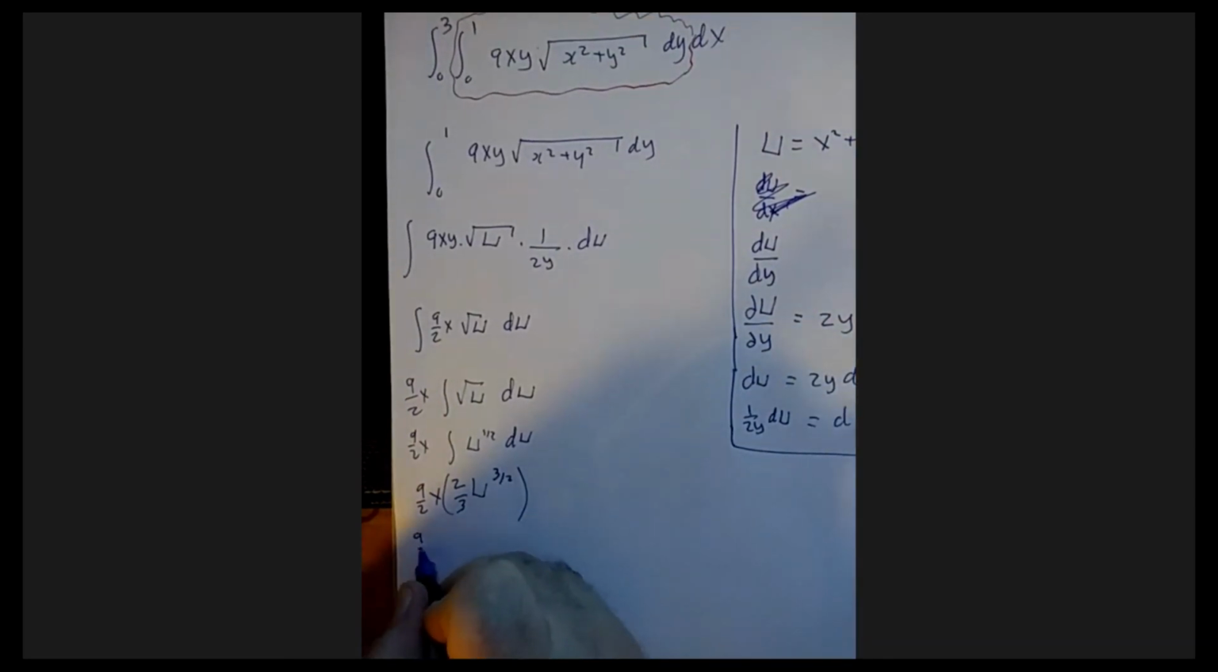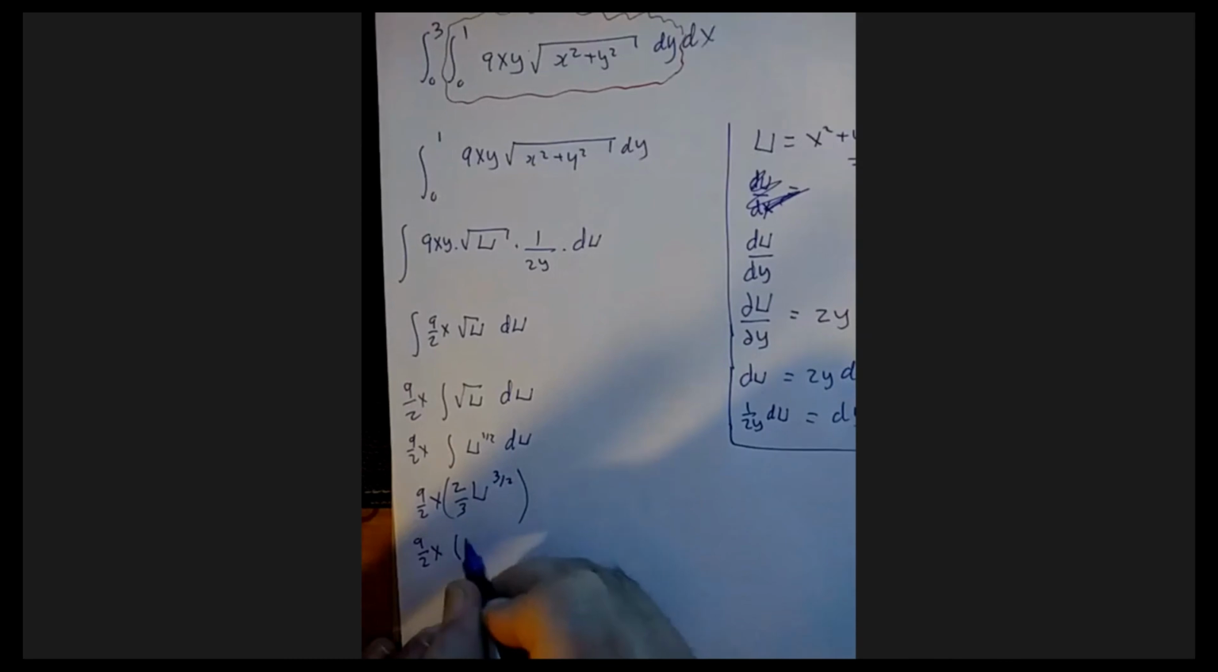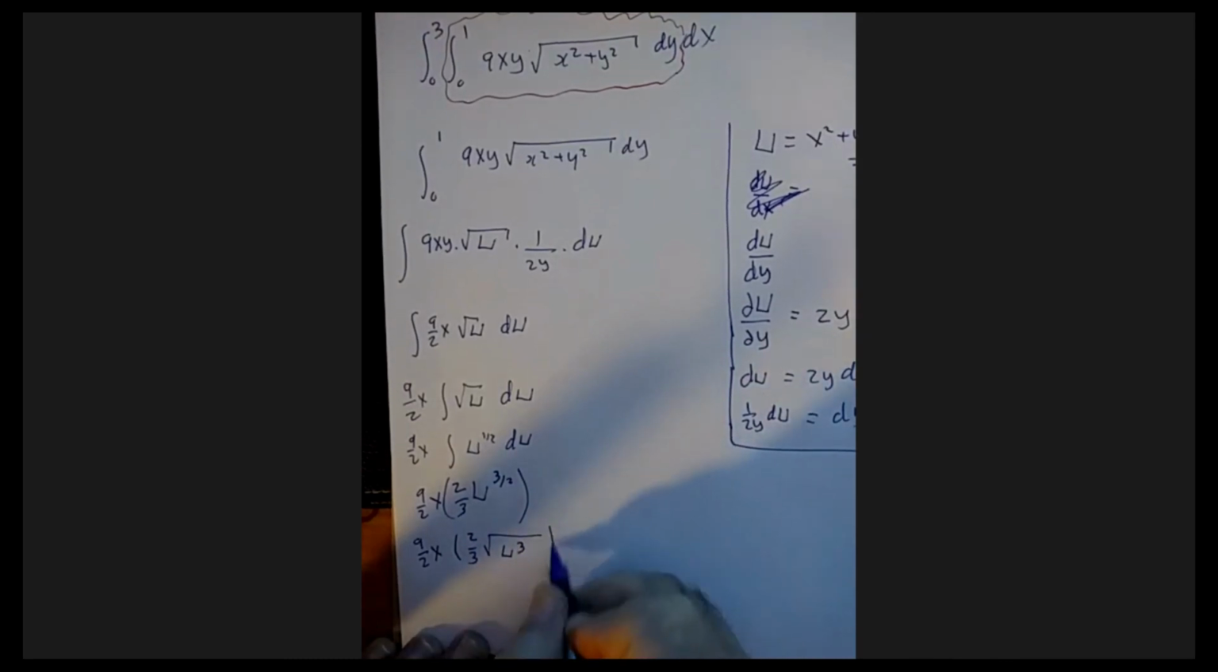And then I could turn this guy into the square root of u cubed. I'm maybe putting in more lines than you need. That's 2/3. And I'm now going to return it to that format.